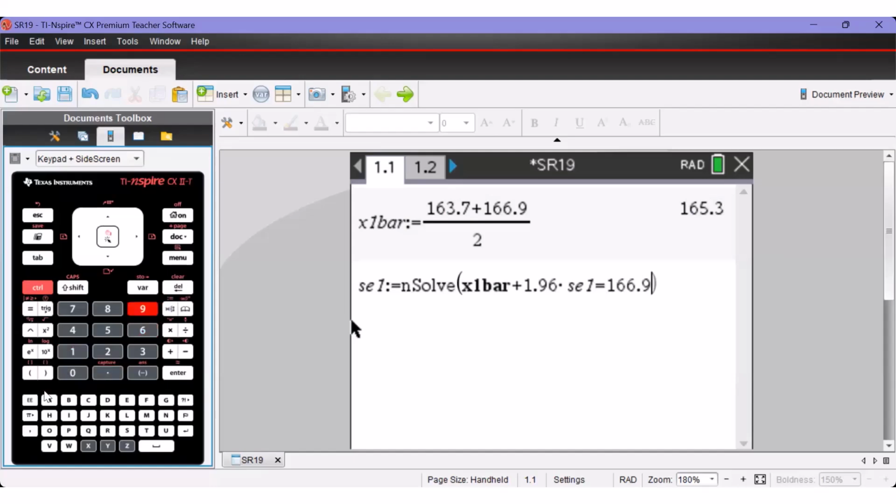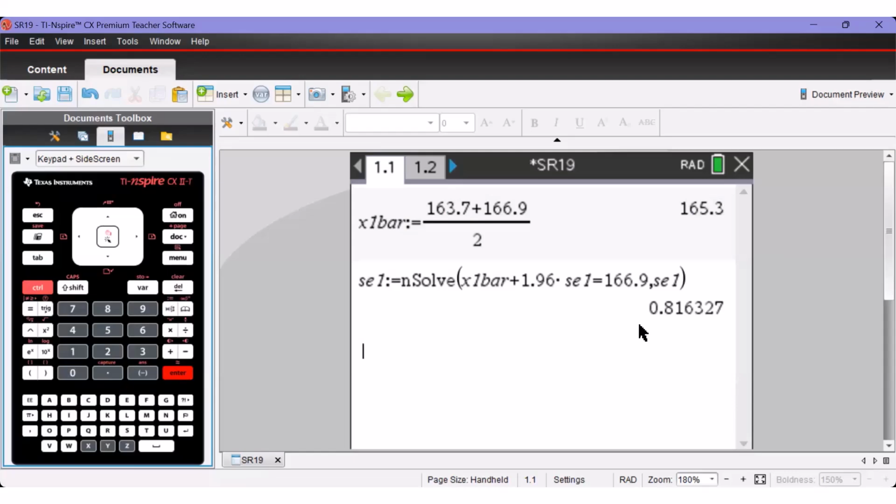And we're going to solve for SE1, so comma, SE1, and press enter. And we get an S1 on root n value of 0.816, etc. What we're going to do now is repeat this approach for the other class.